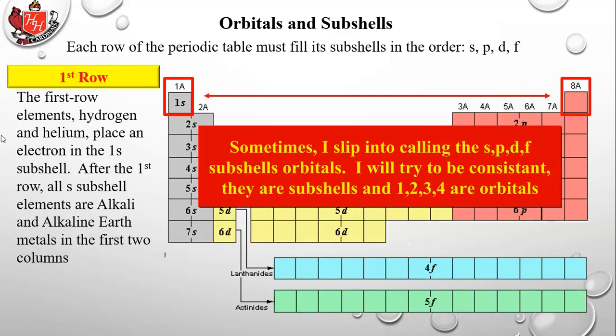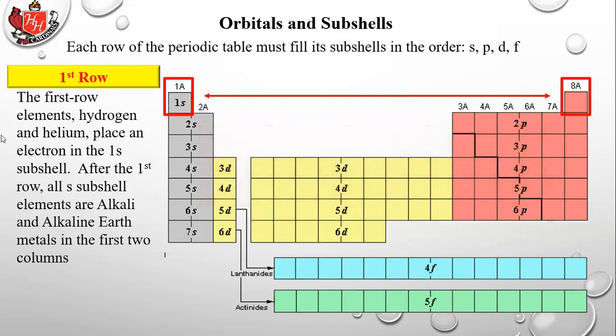After the first row, all s subshell elements are alkali and alkaline earth metals in the first 2 columns. So you can see the s's are all over there in the 2 columns on the left. The only exception is helium in the very first row.